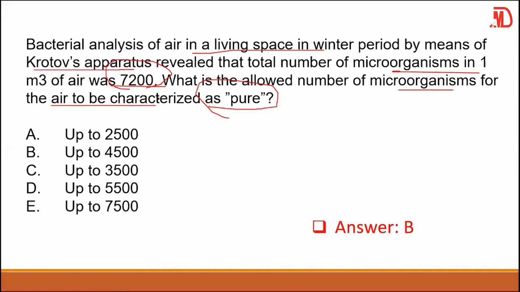Now, to be considered as unclean, it should be more than 7,000. So already with 7,200, it means it is more than 7,000. That means it's impure. So the answer is B. This is hygiene. So don't ask me to explain the numbers. All right.